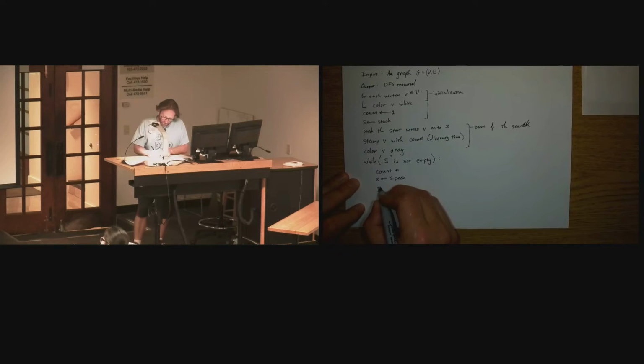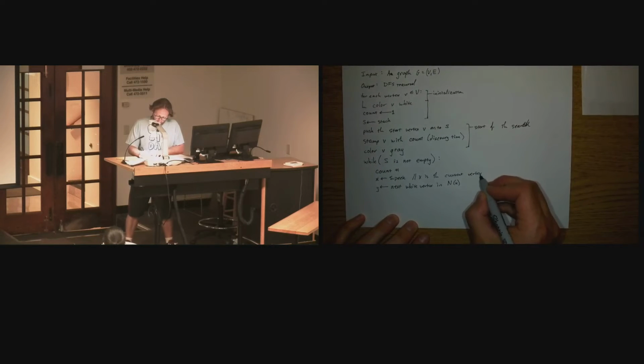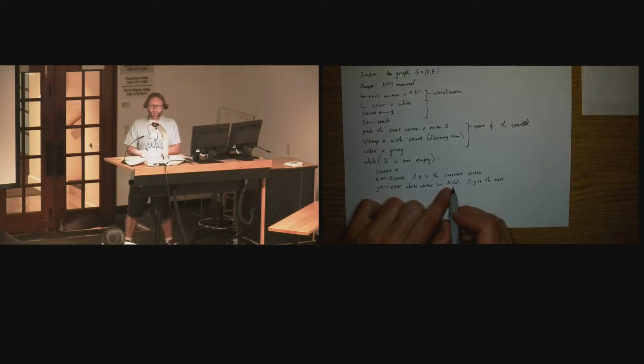What we're going to do is look at the next white vertex in the neighborhood of x. So x is the current vertex. y is where we're going to go next. I'm only restricting my attention to the neighborhood of x, and I'm only looking at the white vertices in that neighborhood because I want to go to an undiscovered vertex. Now, I've got some choices to make here.